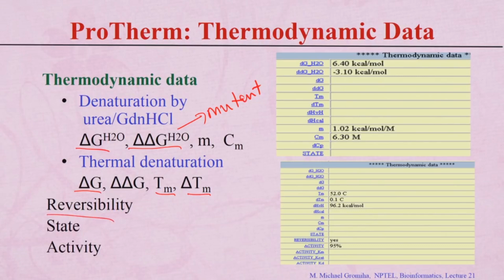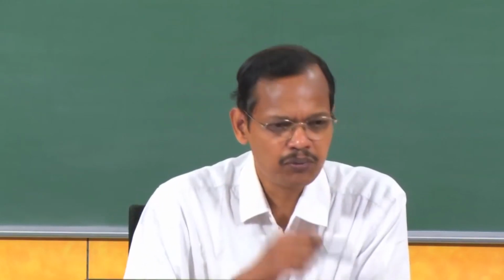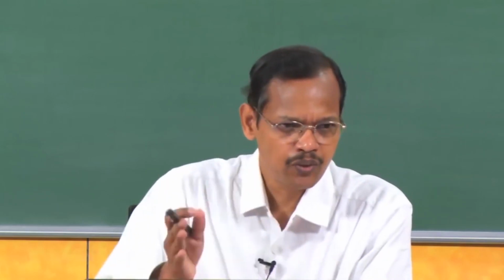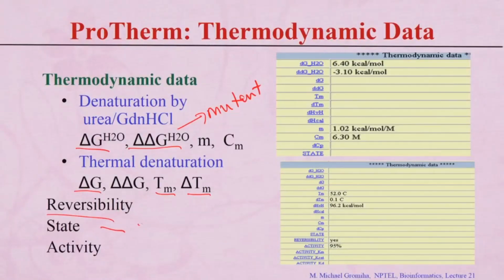What is the meaning of reversibility? If you have folded state, unfolded state, and other conditions, you can come back from the unfolded state to the folded state. That is called reversible. And then the states, how many states, for example unfolded to folded, or they are having intermediate states. So this will give you the state. If it is 2, then it is having a folded state and the unfolded state, then give the activity of that particular protein.